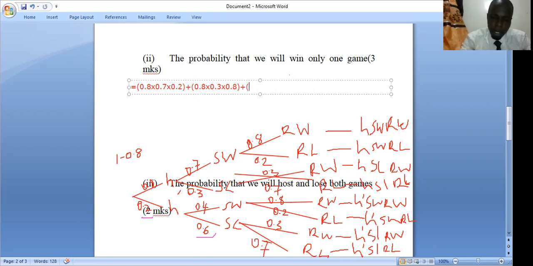So when you don't host, the probability is 0.2 times, you are not hosting 0.2, but you are winning soccer, times 0.4, you lose rugby, times 0.2, plus, you are not hosting still, 0.2 there, but because we won soccer in the first instance, now in this instance, we are supposed to lose it. We do 0.6, the probability of losing soccer when we go for an away match, times.